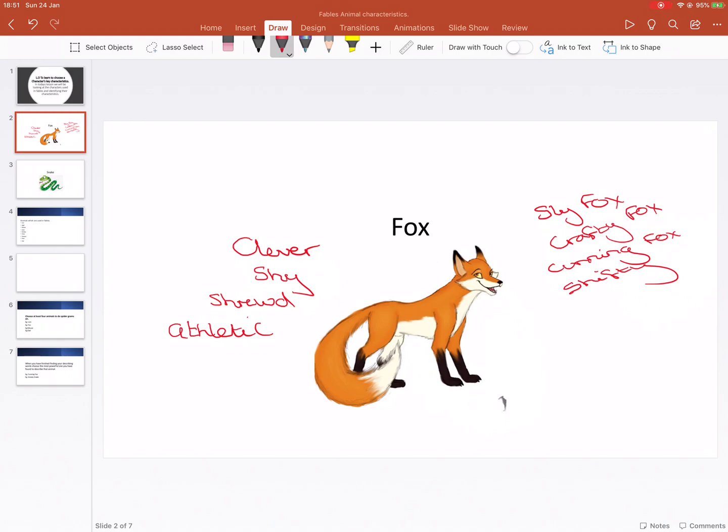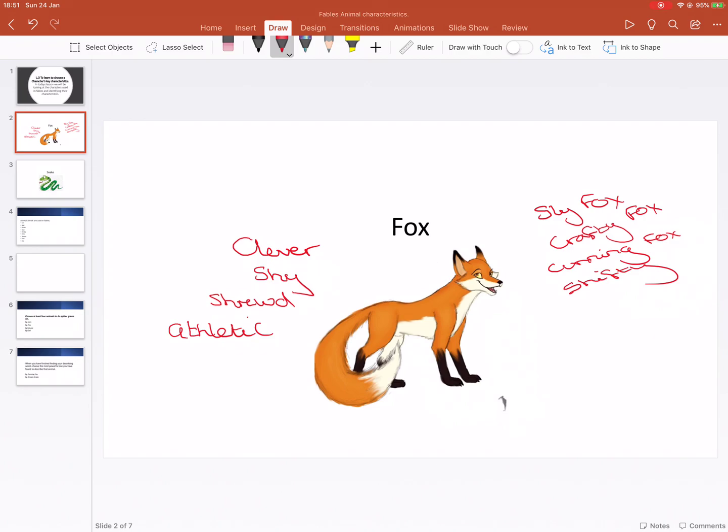So think about all the traits that this has got. Because when you're writing a fable, you would just probably pick your two best things, or would you think your best word would be cunning fox or shrewd fox or sly fox? Depends how you're writing your fable.